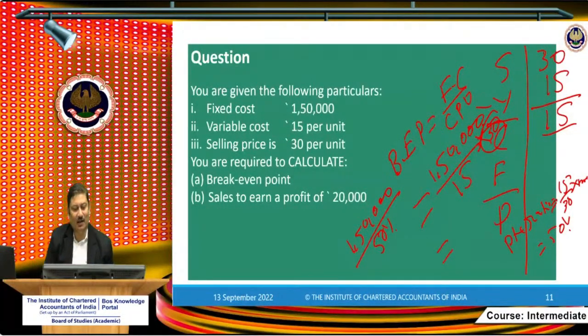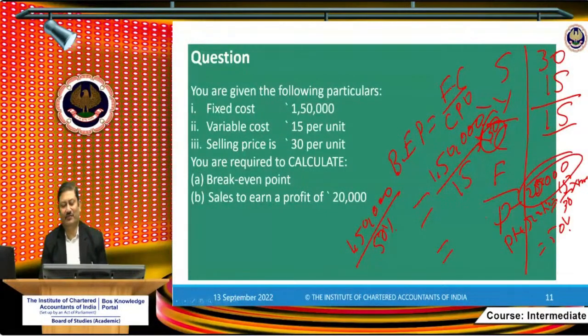Right. Now, sales to earn a profit of rupees 20,000. If sales is given, you may be required to calculate profit. If profit is given, you may be required to calculate the sales. Here, in the first example, your profit is given. What is your profit? 20,000.